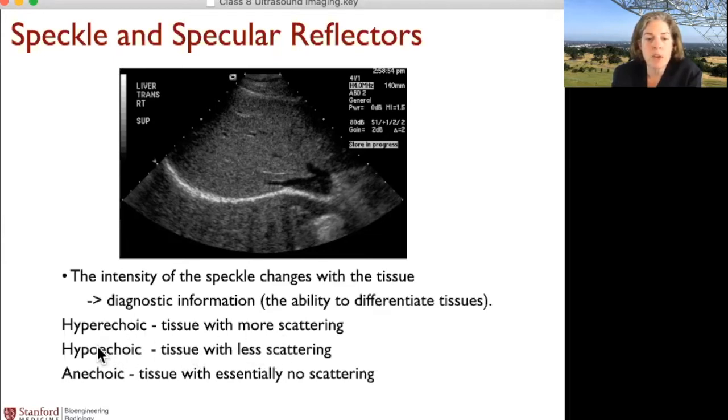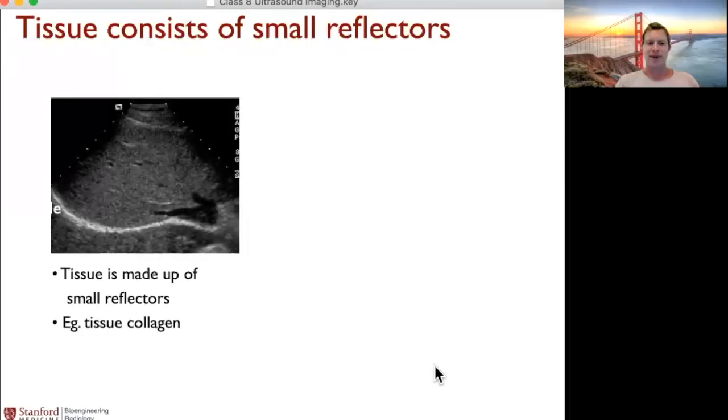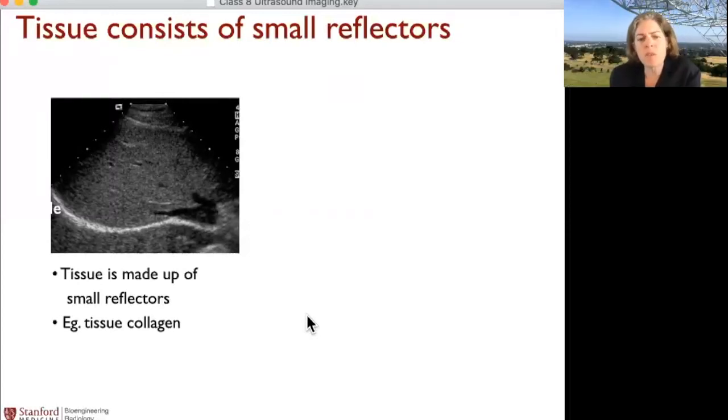Hypoechoic has less scattering, and anechoic has essentially no scattering. And scattering here is equal to more speckle. That's the general relationship. That's right. And so then you might ask, well, what exactly causes the echoes to come back?